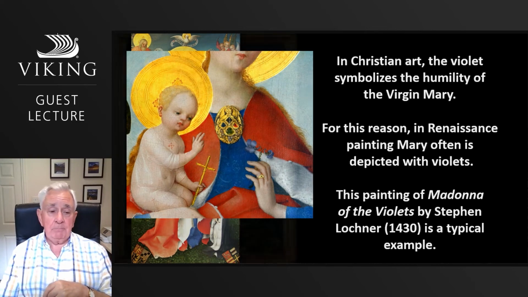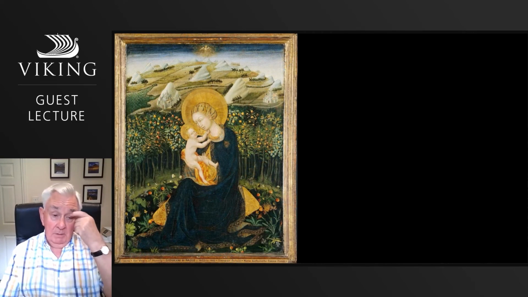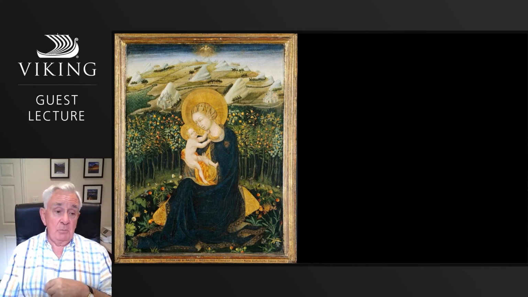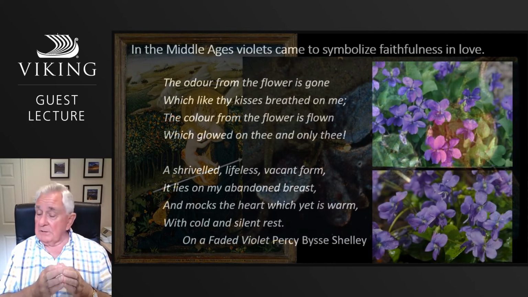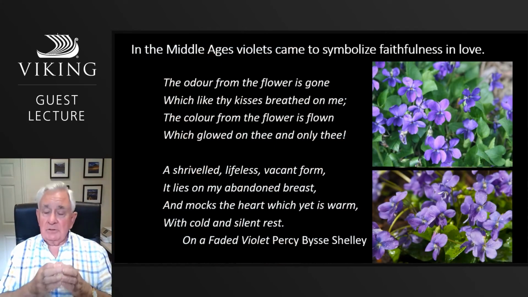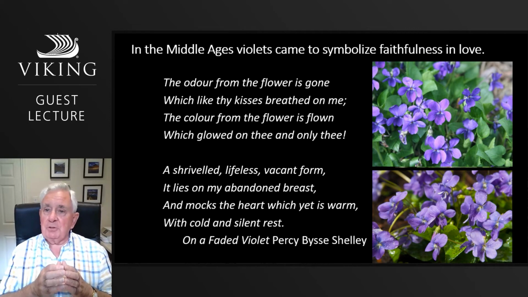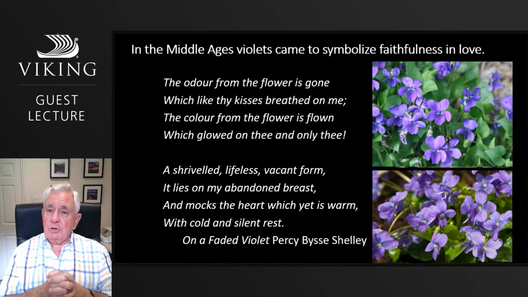There's another painting showing the Virgin Mary. And again, you might say, where are the violets? Well, they're there. Now, in the Middle Ages, violets came to symbolise faithfulness and love. And also, if you had a broken heart, you were supposed to boil violets in water and smell the scent that came off them. And so that was a way to cure your broken heart.